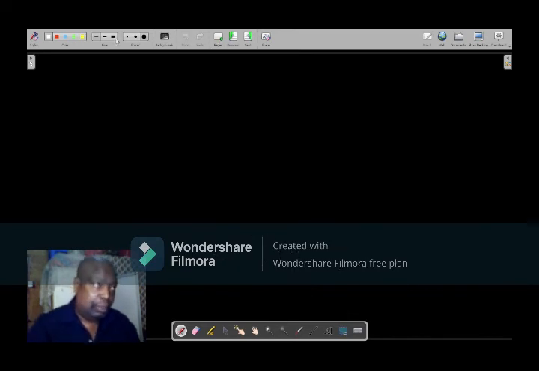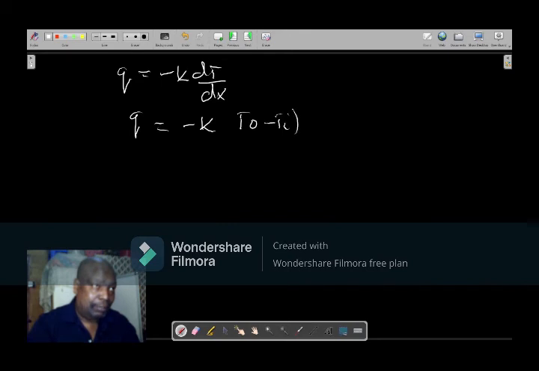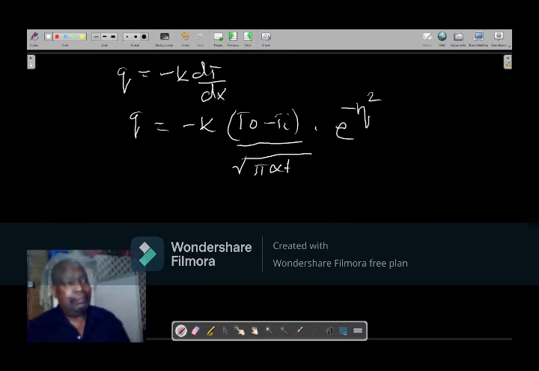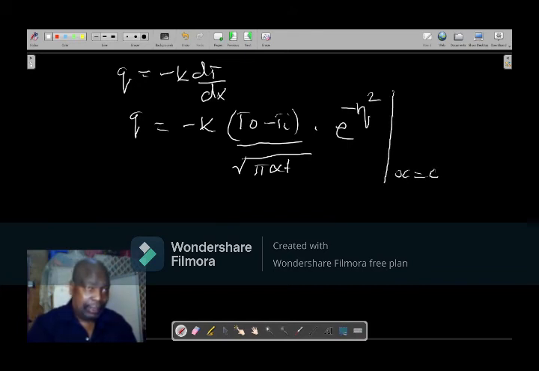And we said, because we are saying that q is equal to minus k dT by dx, so q is equal to minus k (T naught minus Ti) over the square root of pi alpha t times e raised to the power of negative eta squared, and we say that this should be evaluated at x equals 0.